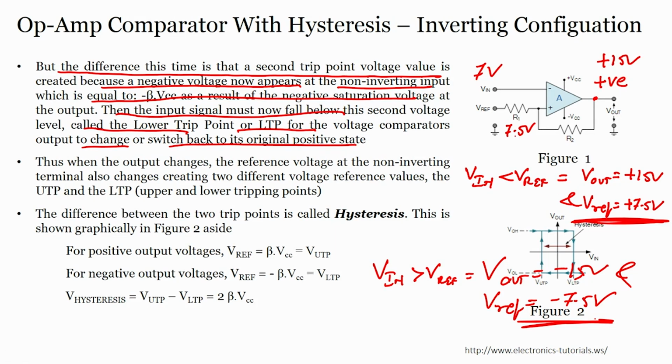When this exceeds 7.5 volts, that means it goes to let us say 7.6 volts, my output will go to negative saturation, minus 15 volts, and this will become minus 7.5 volts. Now, to again change the output from negative to positive saturation, the input should be less than this voltage, that means it should be minus 7.6 volts. If minus 7.6 volts happens, then again this will be positive saturation, alright. This is how it works, on off, and we defined the upper trip point and lower trip point, alright. The difference between the two trip points is called hysteresis.